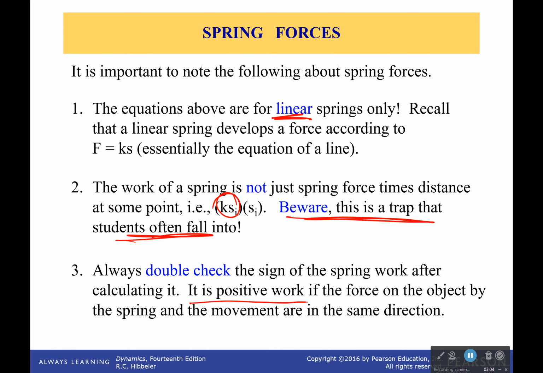It is positive work if the force on the object by the spring and the movement are in the same direction. So if you have a ball attached to the spring and it's going to try to move suddenly in either direction, it's going to be negative. However, in a second situation, the ball has run into the spring, and now the ball is being accelerated backwards. That's a case where it could be positive. It's just that in most cases it's going to be negative, so be very careful about that.